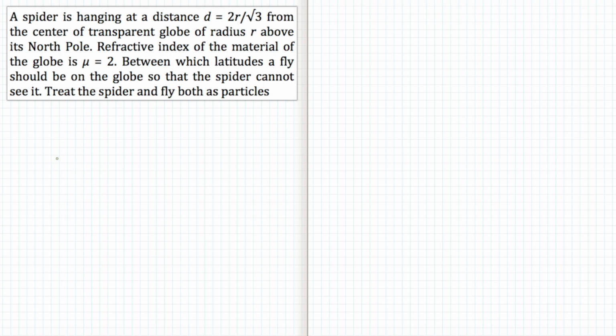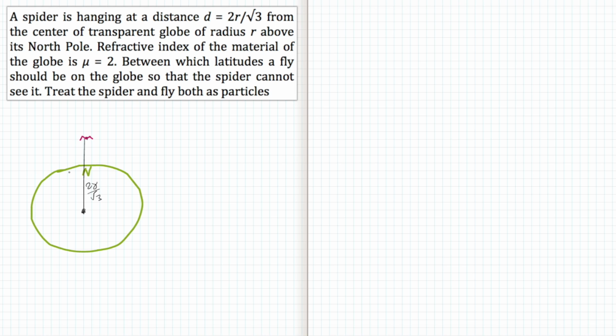So here is our situation. Here is our globe, and this is the north pole, and this spider is hanging at a distance d = 2r/√3 from the center. So the spider is somewhere around here, and the distance of the spider from the center of the globe is nothing but 2r/√3. So this distance is 2r/√3.